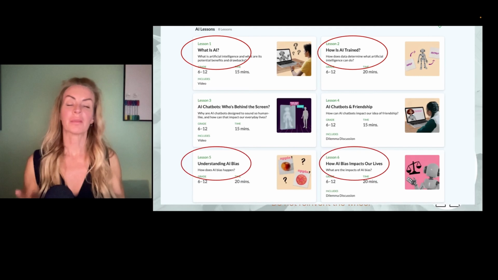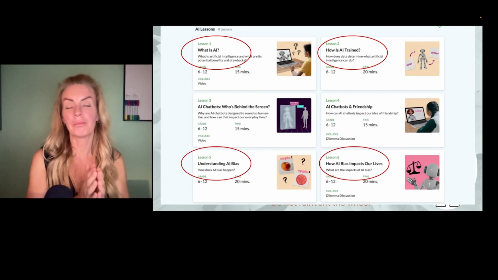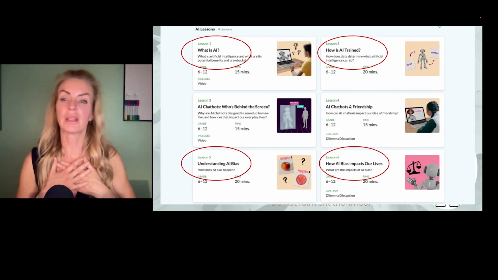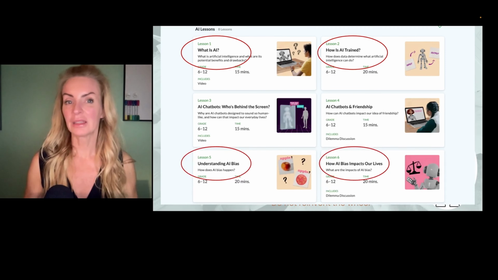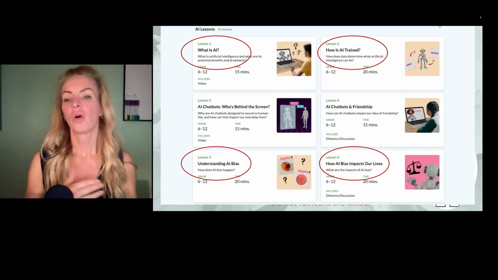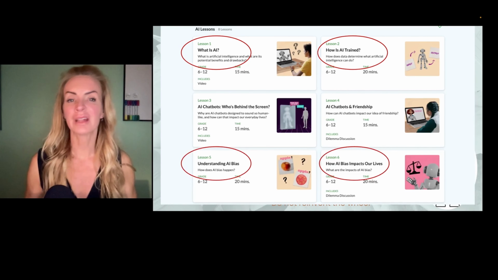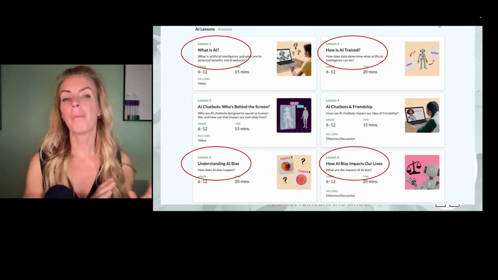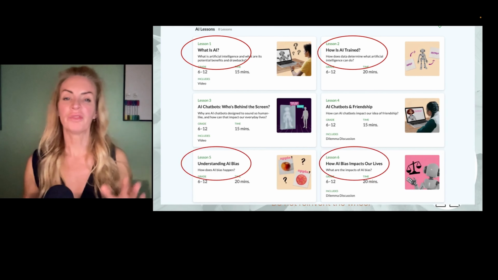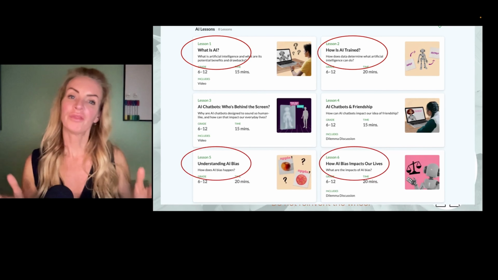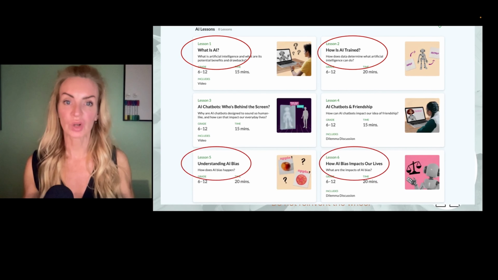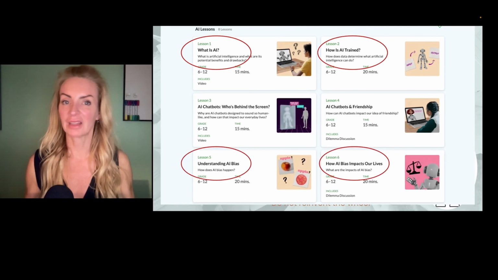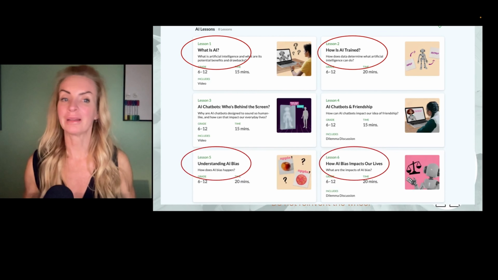Moving into this, my favorite lessons, and probably the best way in my personal opinion to get started, is lesson one: what is AI? Lesson two: how is it trained? Because we're beginning to get into the data sets. And once we get into the data sets, we can go into lesson five: understanding AI bias, and then how bias affects our lives. So you'll find that this presentation follows that step process. I think this is a really nice way for you to start educating students on how AI is a tool and not a solution.